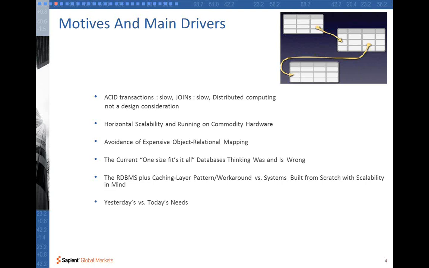Now, moving on to the last point, which is yesterday's versus today's needs. Requirements regarding data storage have considerably changed over time. So earlier, databases were designed for single large high-end machines. Today, data is neither strictly structured nor is dynamic querying needed, as most applications already use prepared statements or stored procedures. Therefore, it is sufficient to predefine queries within the databases.